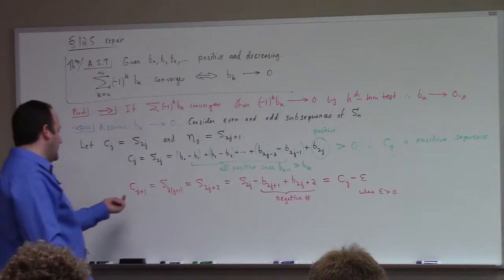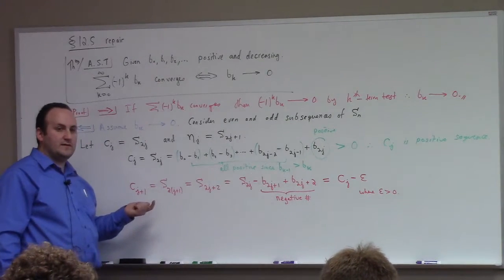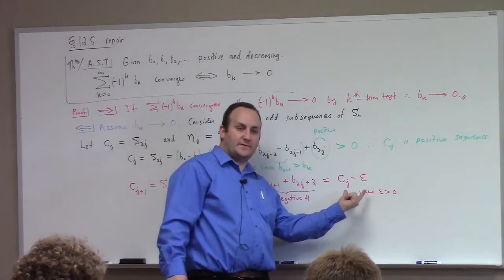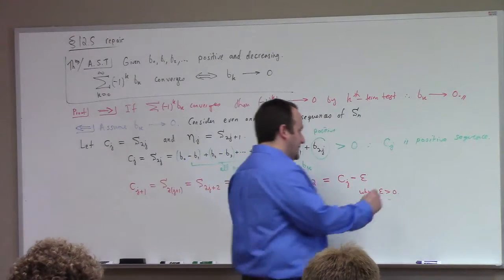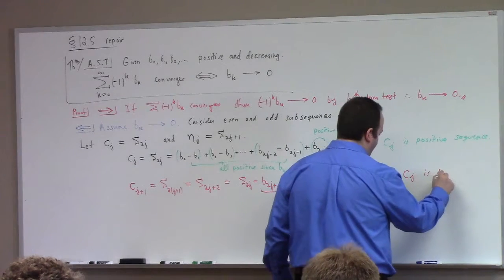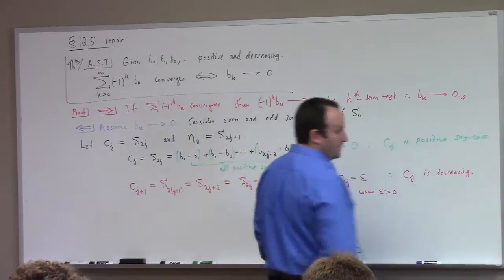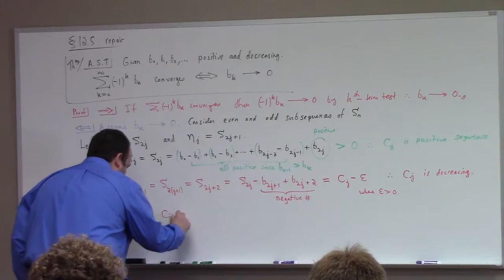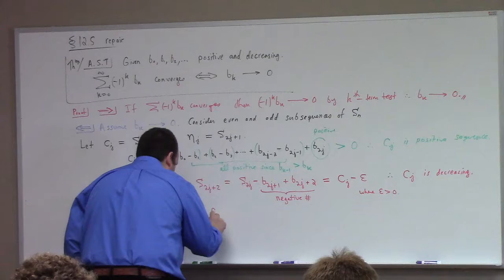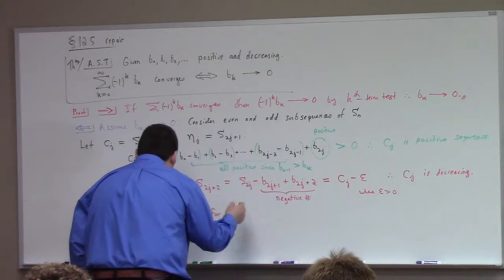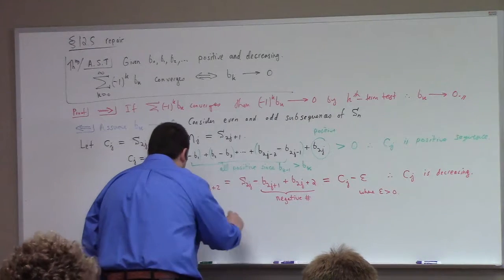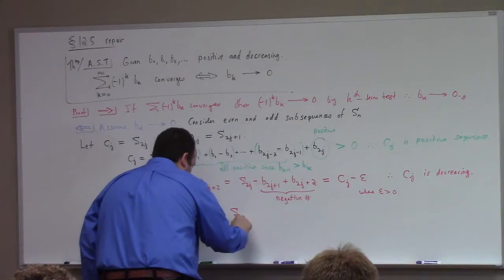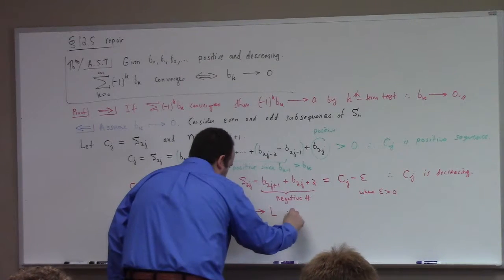Sorry. So what can you say? Does this show that Cj is increasing or decreasing? We've shown that the j plus 1th one is smaller than the jth term, right? Therefore, C sub j is decreasing. Consequently, hence, C sub j converges to C. Well, let's say it converges to L. S sub 2j converges to L as j goes to infinity.